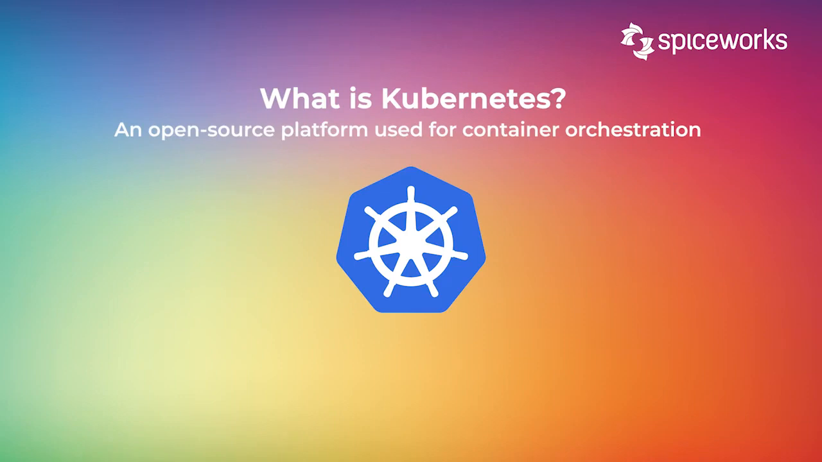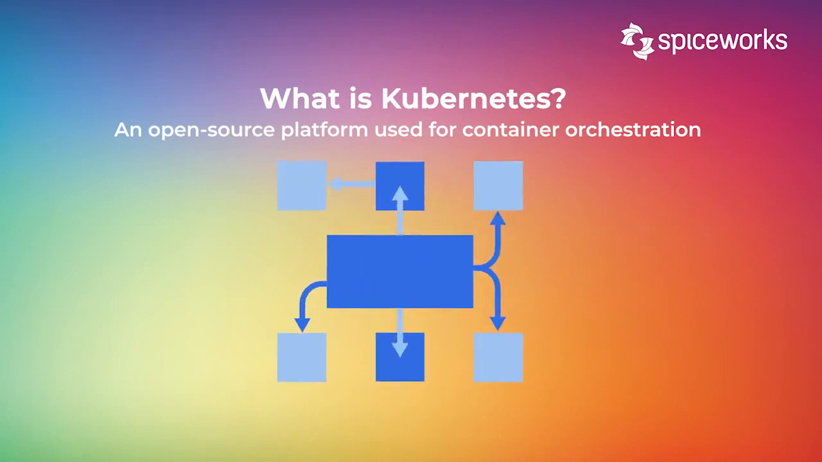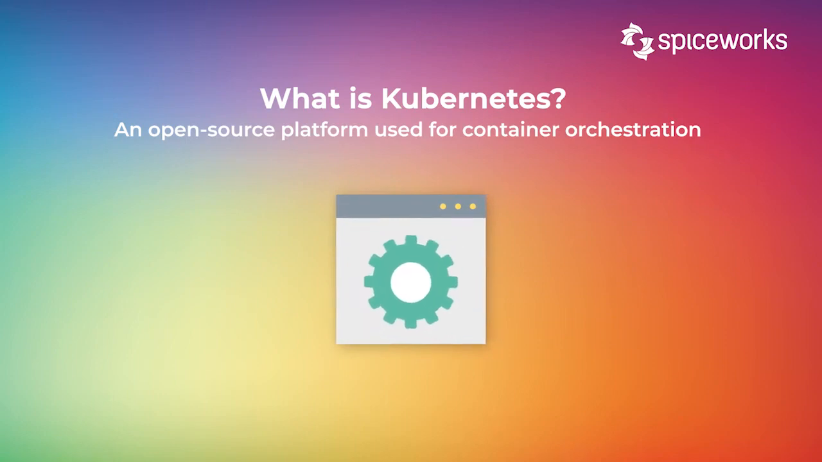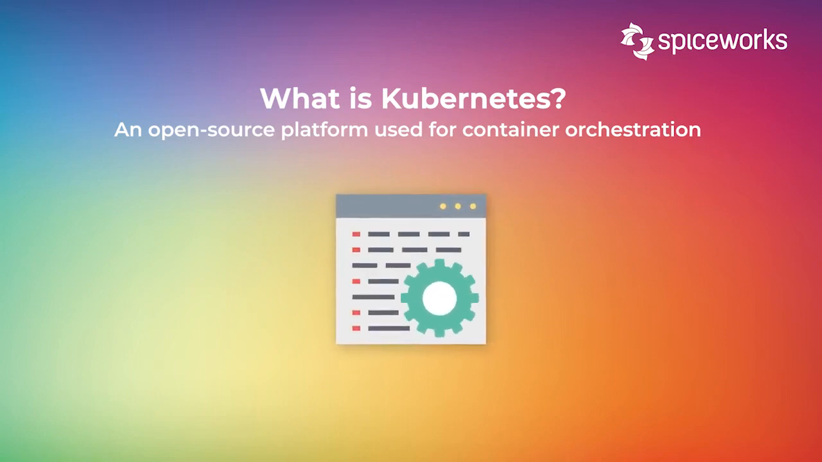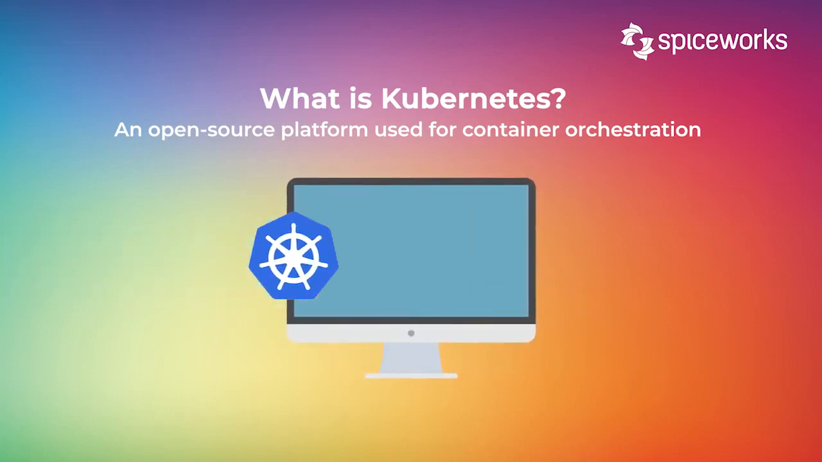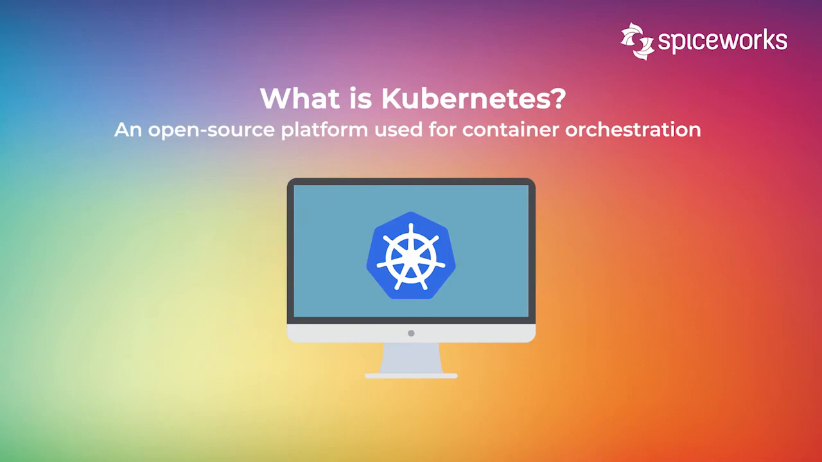Kubernetes is defined as an open-source platform that is used for container orchestration. This scalable and portable solution automates several processes during containerized applications deployment, scaling, and management. In this video, let's understand the working, architecture, and importance of Kubernetes.